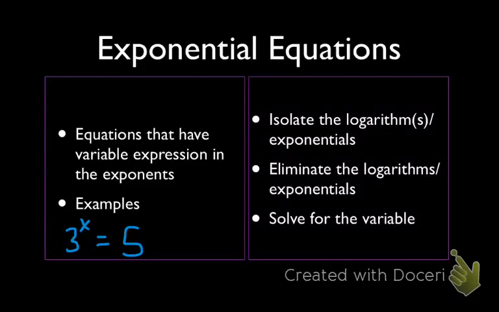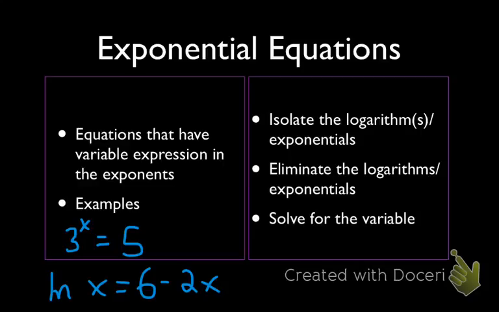So an exponential equation would be something like 3 to the x equals 5, because it has an expression in it that has a variable in the exponent. Another example might be something like the natural log of 6 equals 3 minus x. Actually, let's do this: the natural log of x equals 6 minus 2x. That would be an exponential equation.